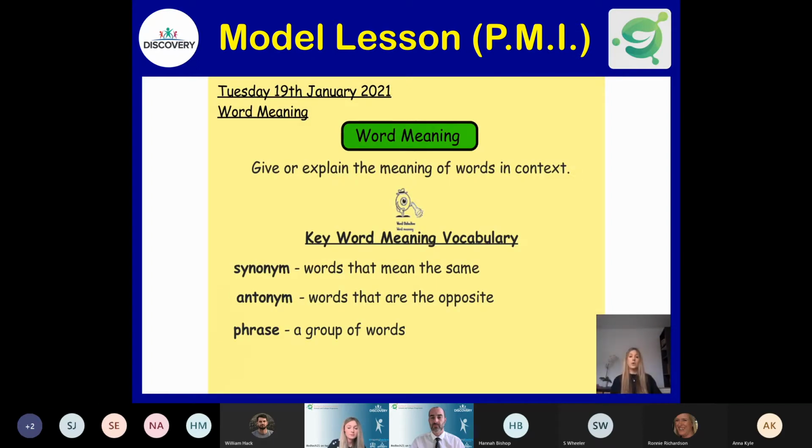Okay, so today, like I said, we're looking at word meaning, and this means to give or explain the meaning of words in context. And there's some key vocabulary that we need to know in order to answer some of these questions. So a very quick reminder, a synonym is a word that means the same. So like I just said, ship and vessel are synonyms. An antonym is words that are the opposite. So for example, happy and sad are antonyms. And then a phrase is a group of words.